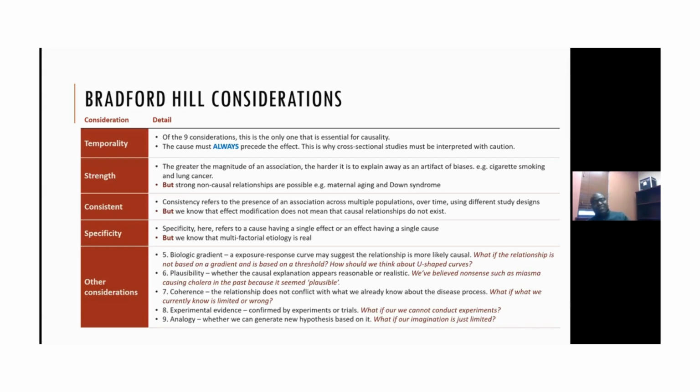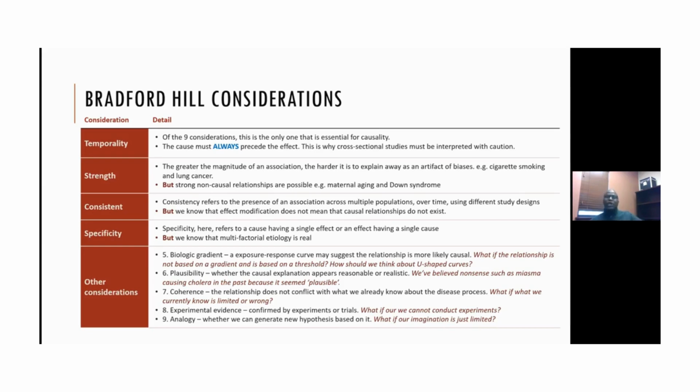But over time, epidemiology has progressed, and people have shown that maybe temporality is the only one amongst all these nine criteria that can be regarded as being sacrosanct. These other criteria, yes, they can help us to think about whether the relationship we observe in our data is causal in nature. But we must understand that they are not foolproof in and of themselves.